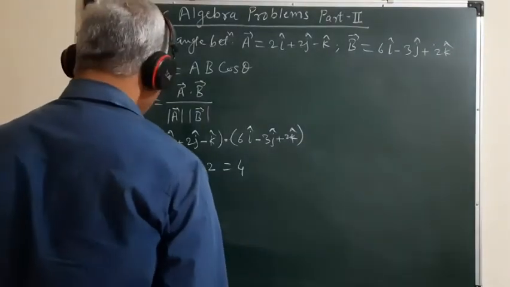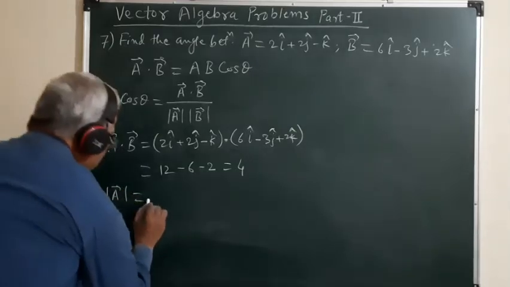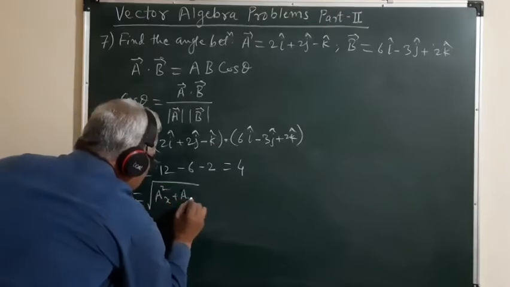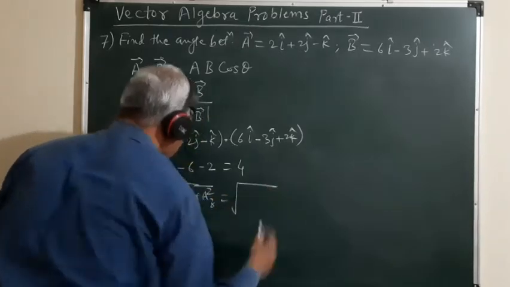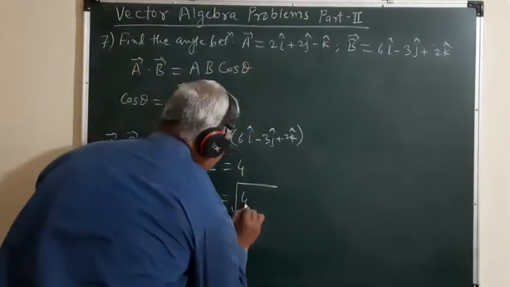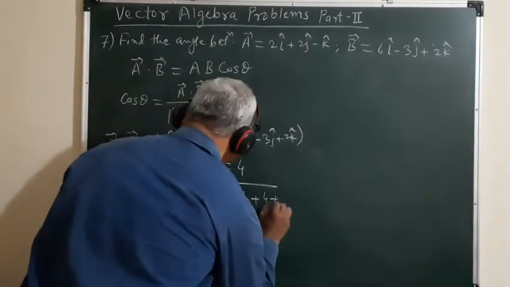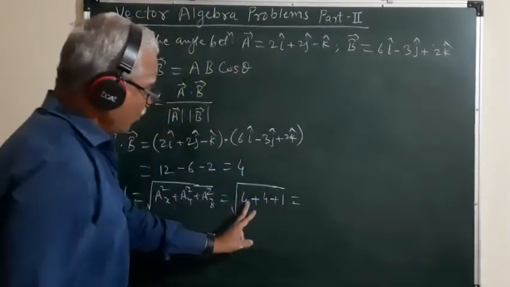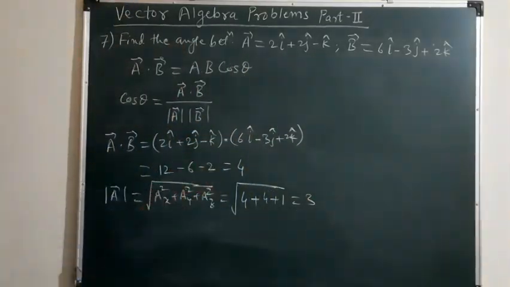Similarly, we can obtain mod A bar. Mod A bar is equal to under root ax square plus ay square plus az square. So this is equal to under root ax, x component of a bar is 2, so its square is 4, plus ay is 2, its square is again 4, plus az is minus 1, its square is plus 1. So 4 plus 4 plus 1 is 9, square root 9 is 3. So mod A bar is 3.